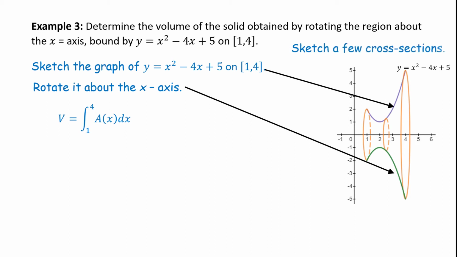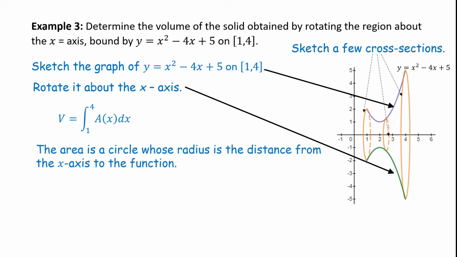Let's sketch a few cross sections. They all turn out to be solid disks. The area is a circle whose radius is the distance from the x-axis to the function. So let's build on that volume formula, and we'll get the integral from 1 to 4 of pi times radius squared dx. That distance is our function, so the formula becomes the integral from 1 to 4 of pi times the quantity x squared minus 4x plus 5 squared dx.